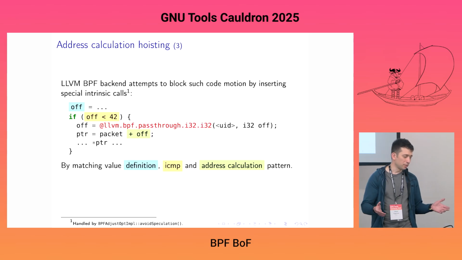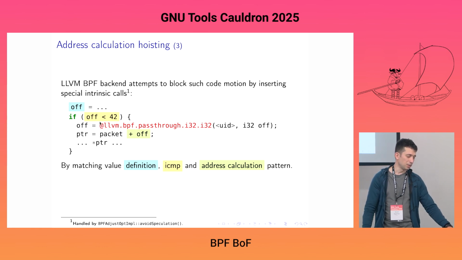The workaround for this is just to match a pattern. If we have a value which is checked against some constant and later is used to compute an address, we insert a call to an intrinsic function. This intrinsic function is basically identity, but the optimizer doesn't know it, and it is removed just before the machine code generation.